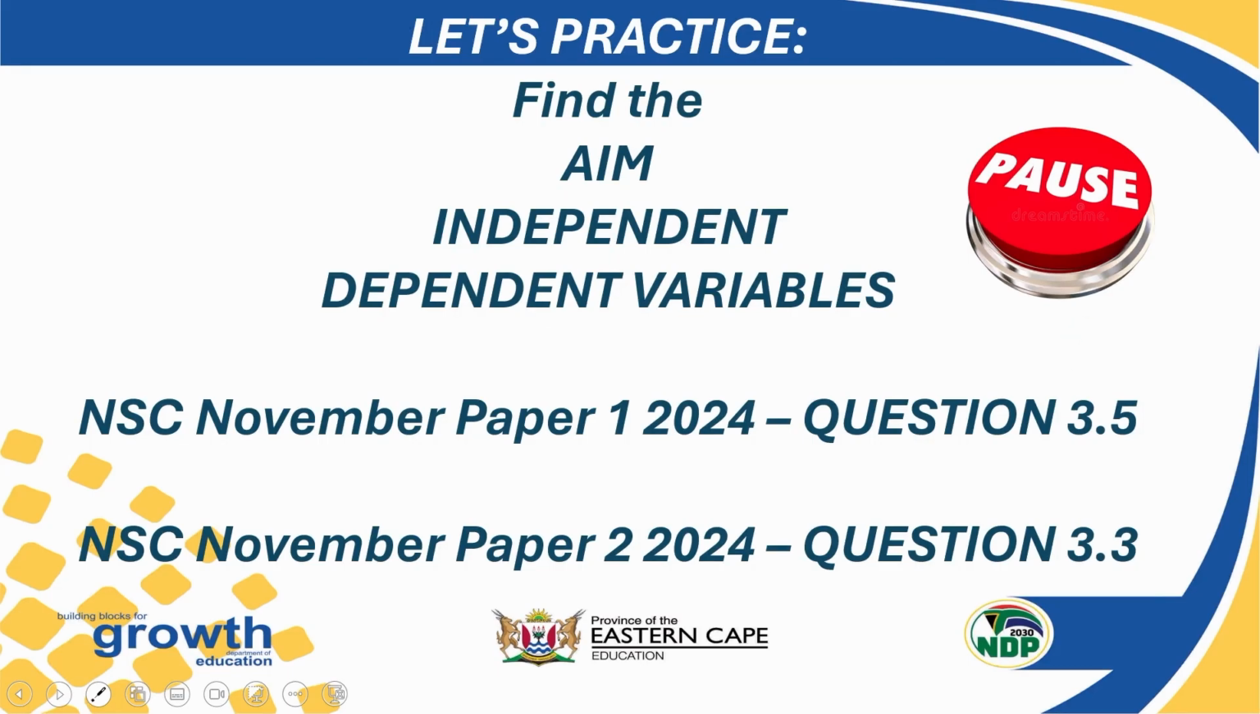Now it's your turn to practice. You're going to need the November 2021 and the November 2022 papers from 2024. We are going to use question 3.5 from paper 1 and question 3.3 from paper 2. In both these papers, I want you to firstly find the aim, highlight it and underline it. Secondly, circle the 2 variables and then decide which one is independent and which one is dependent. Press pause while you do this.